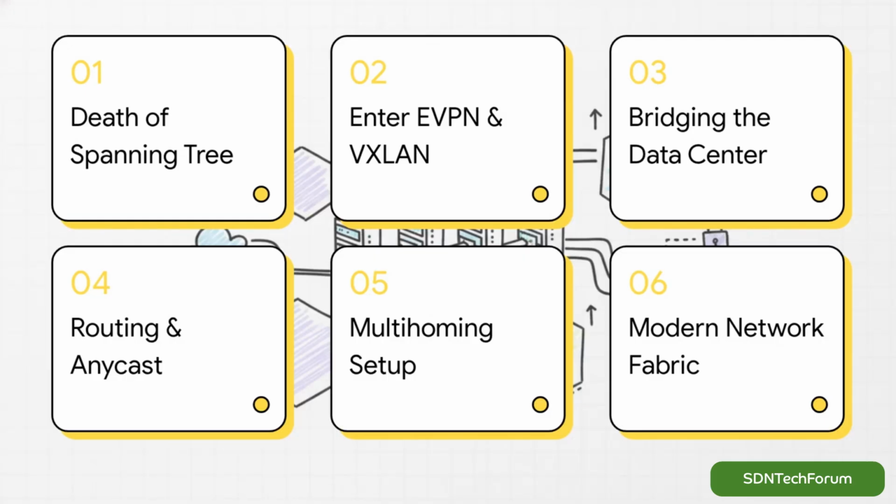Okay, so here's our roadmap to the solution. Number 1, the death of spanning tree. 2, enter EVPN and VXLAN. 3, bridging the data center. 4, routing and Anycast gateways. 5, multi-homing without peer links. And finally, 6, the modern network fabric.